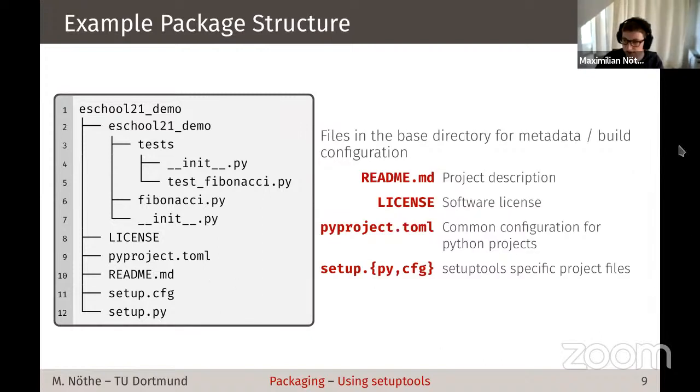Okay, so this is the summary again. README is our project description, and this is what GitHub will render as the first page when people come to our repository. License is our software license. pyproject is this common configuration for all Python projects. This is basically the first file you need to create when starting a new Python project. And then setup.py and setup.cfg are specific to setuptools, and we will get into detail about what we are doing with them now.